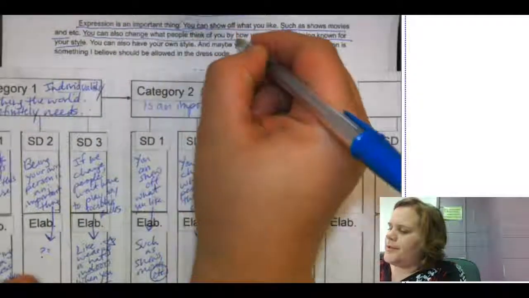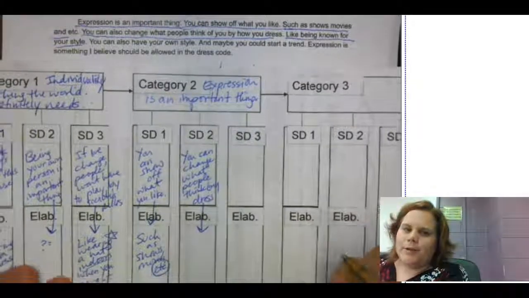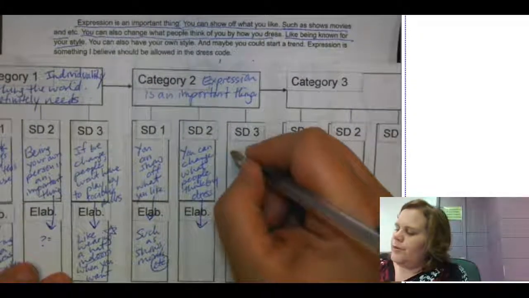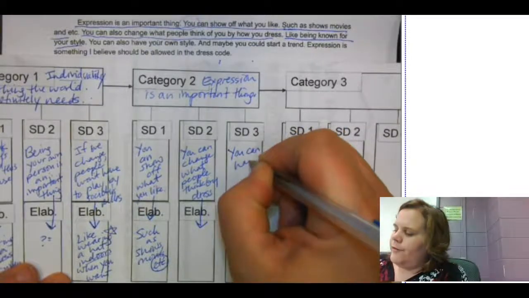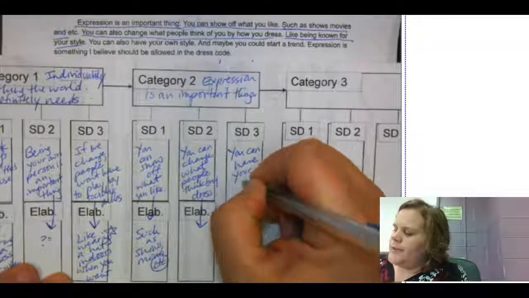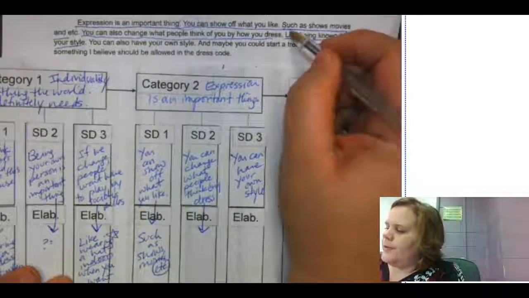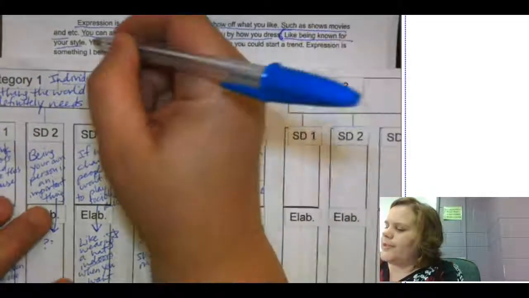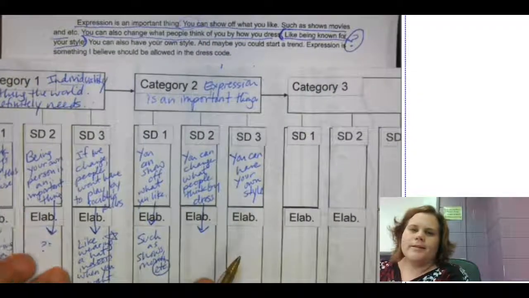Okay, so here's where we're going to pause and just look at this. Like being known for your style, you can also have your own style. And you only get to say something once. So that goes right here. You can have your own style. And this whole like being known for your style doesn't really fit. So we're going to parentheses and a question mark.